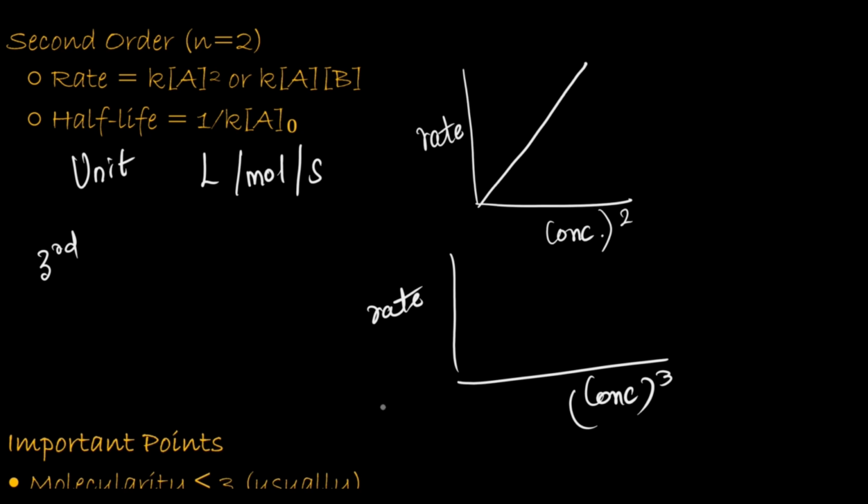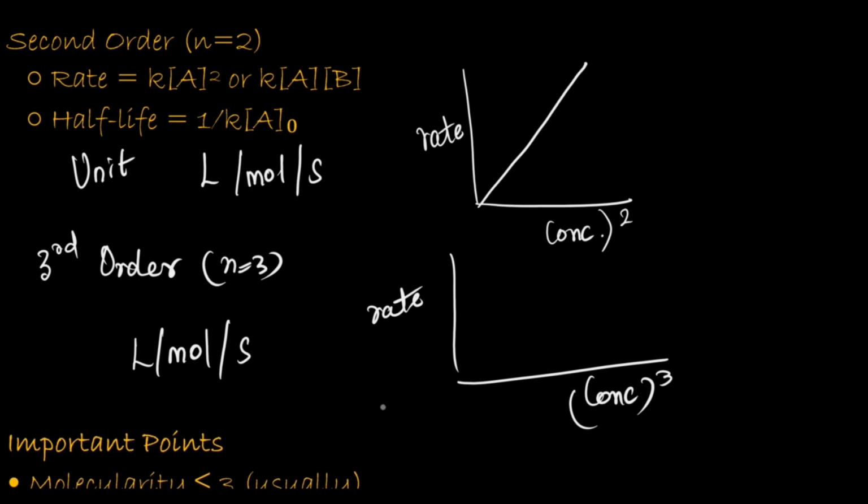Third order can be of more types. There can be 3 reacting molecules, 1 to the power each, or 2 reacting molecules, 2 for one power and 1 for another power, and only one reactant that is having the power 3. So there can be many possibilities for third order reaction, and the unit that becomes mole per liter per mole per second.